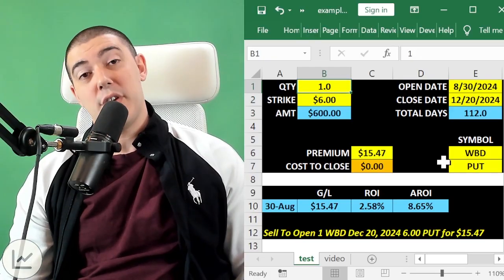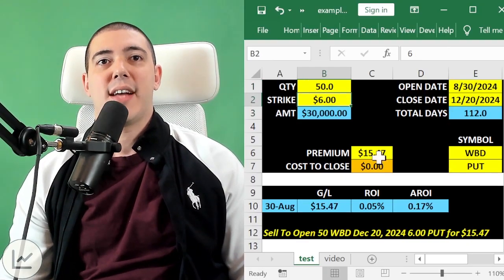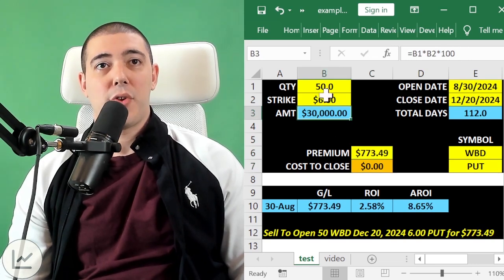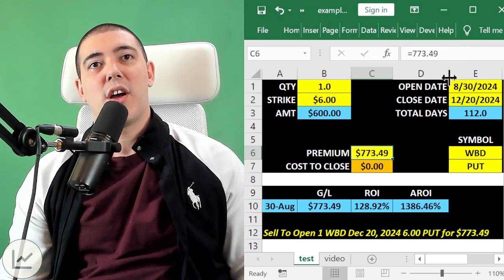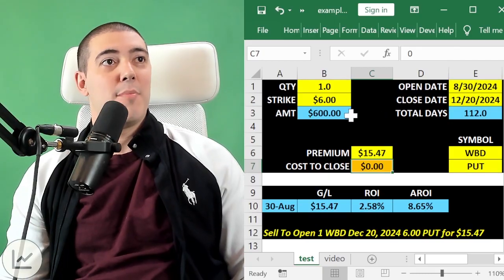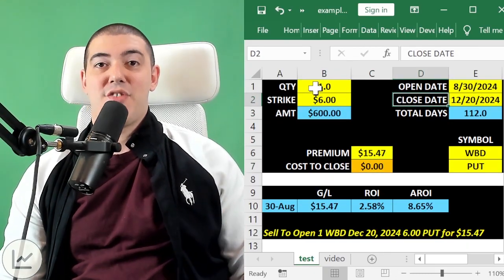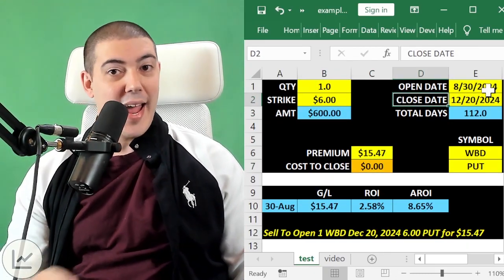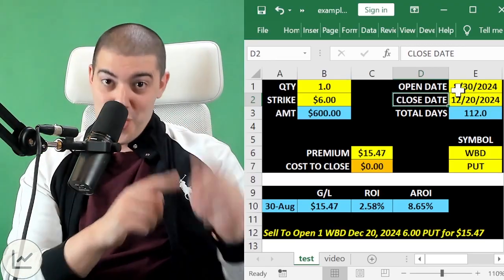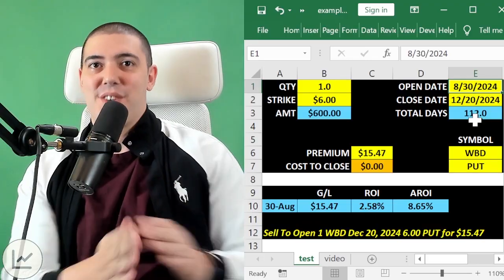All the yellows are inputs and all the blues are outputs. What I actually risked was 50 contracts at 773, right? And so I'm actually risking 30K. If we bring it down to one contract, it's only risking 30K divided by 50, which is $600, right? We're risking $600 on this contract, and that's how much we'll have to pay to buy 100 shares. One contract is 100 shares. That's how it works. So we'll have to buy 100 shares for $6 a share, $600, right?